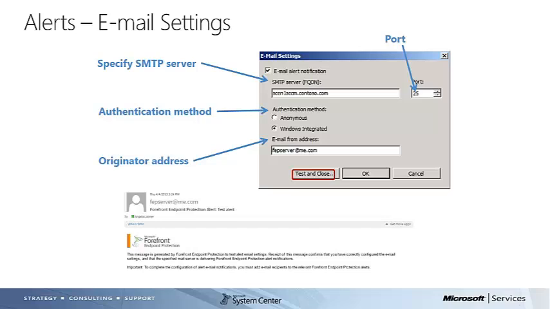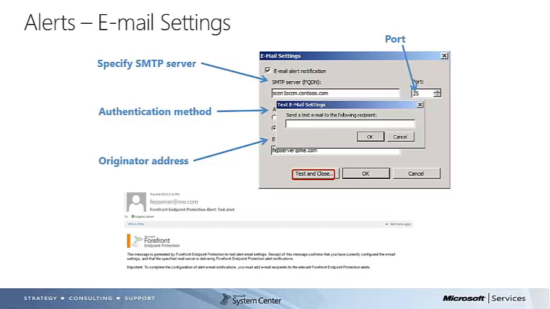So what are the settings that we would have to configure within FEP 2010 to allow this to work? Of course, you would need your SMTP server and the port, and then select your authentication method, whether you're using anonymous or Windows integrated. Then you specify an email address that you want to show as the originator address. Once that's been configured, you can select test and close. That will then prompt you for an email recipient, which could be a distribution list or an individual.